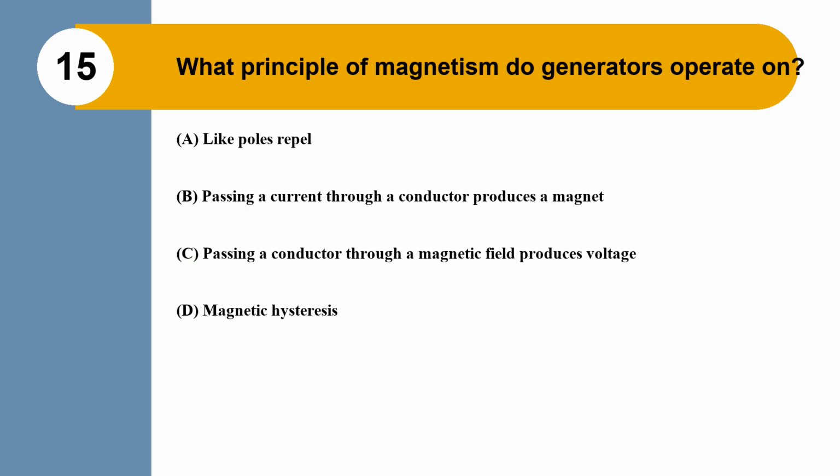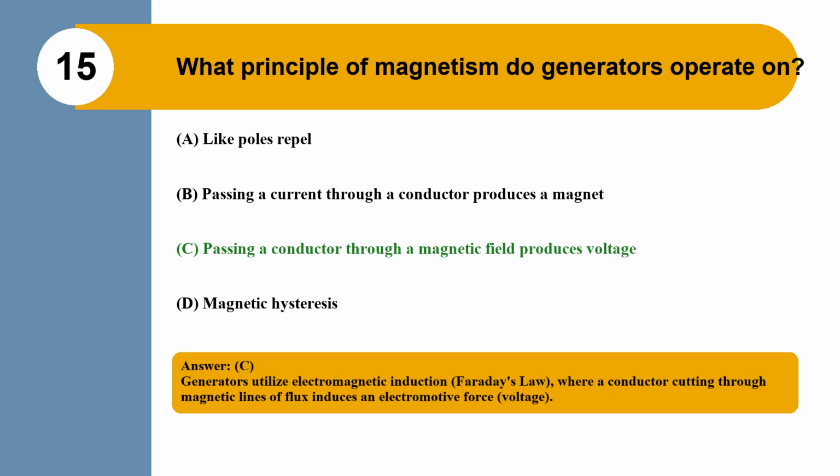Question 15. What principle of magnetism do generators operate on? Option A. Like poles repel. Option B. Passing a current through a conductor produces a magnet. Option C. Passing a conductor through a magnetic field produces voltage. Option D. Magnetic hysteresis. The correct answer is option C. Passing a conductor through a magnetic field produces voltage.